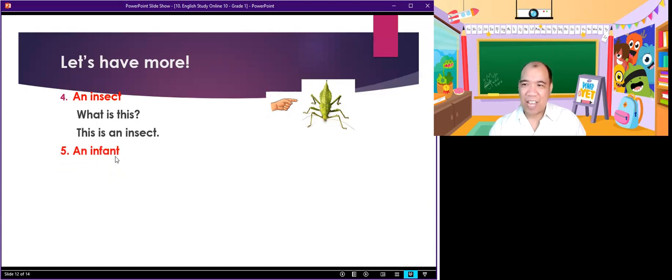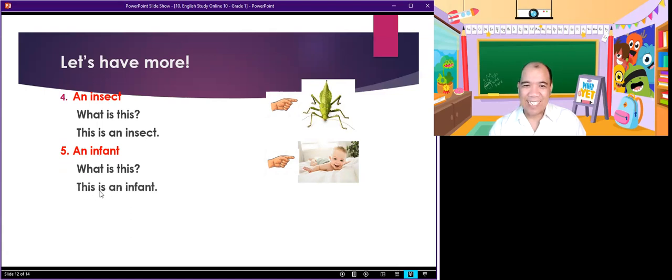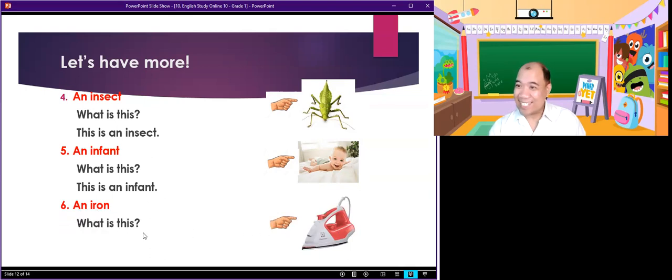An infant. What is this? This is an infant. An iron. What is this? This is an iron.